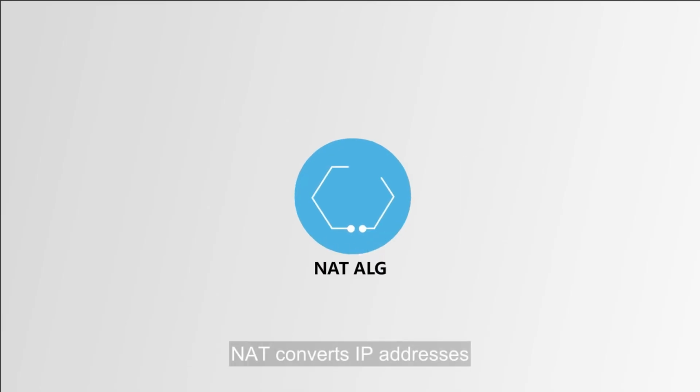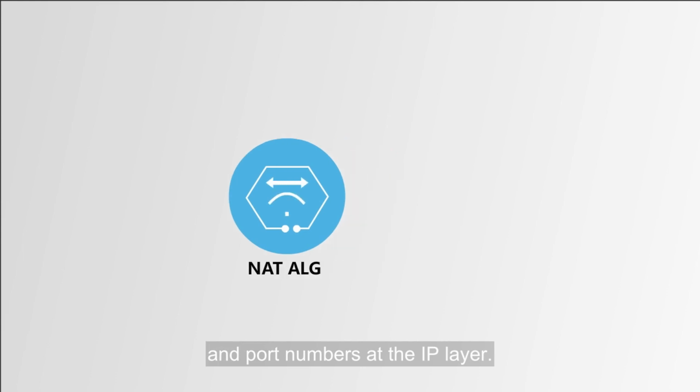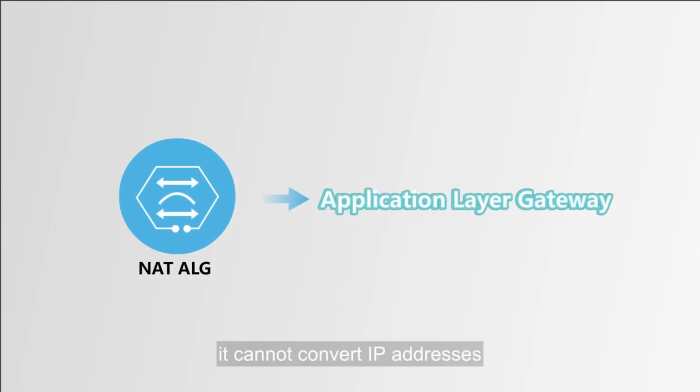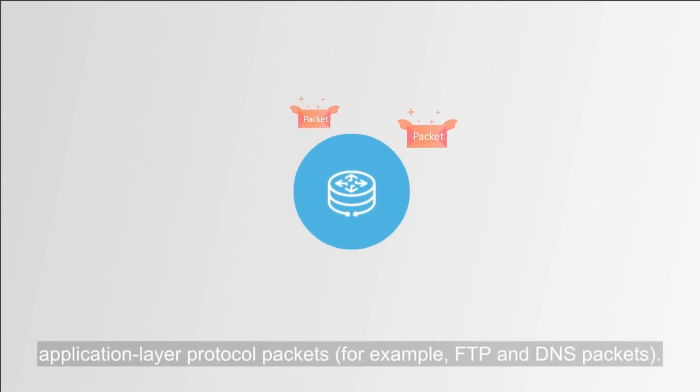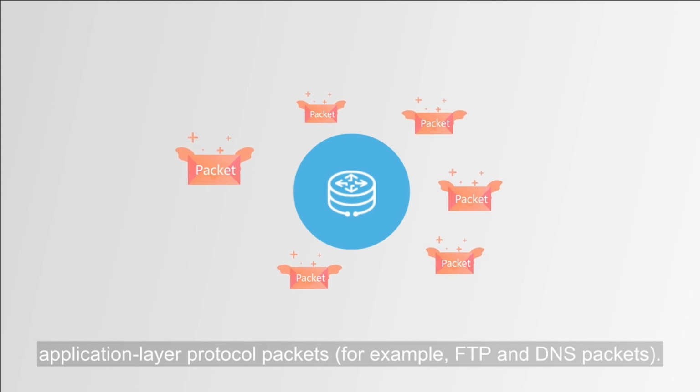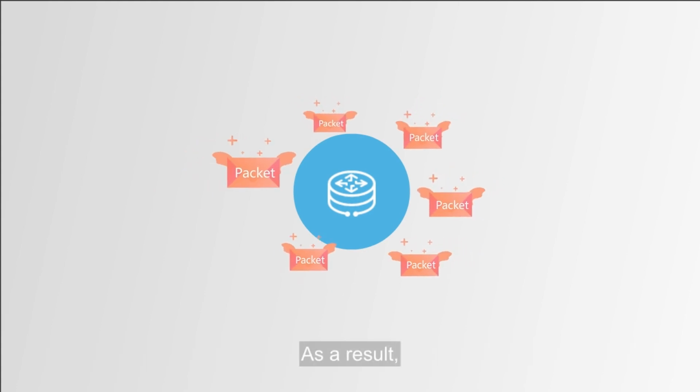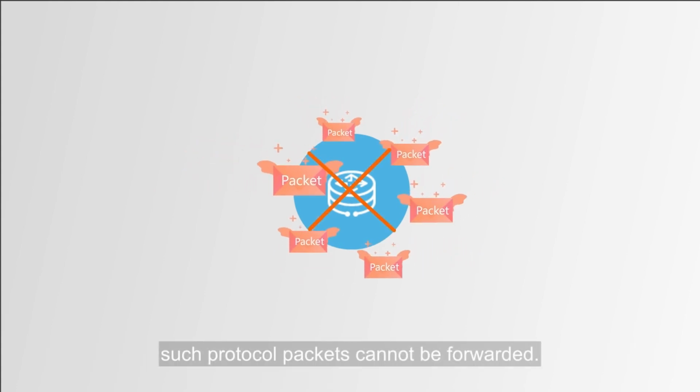NAT converts IP addresses and port numbers at the IP layer. However, it cannot convert IP addresses and port numbers contained in application layer protocol packets, for example, FTP and DNS packets. As a result, such protocol packets cannot be forwarded.